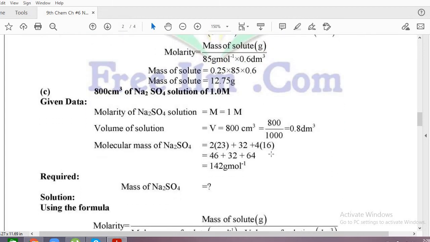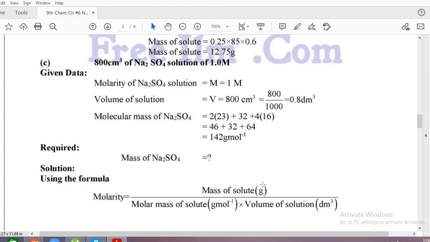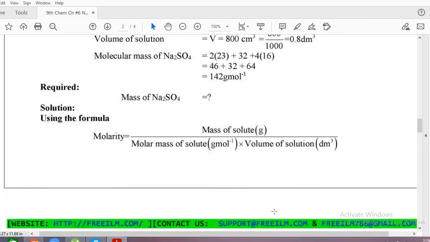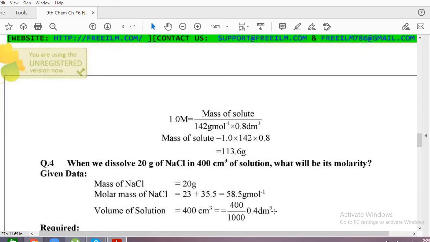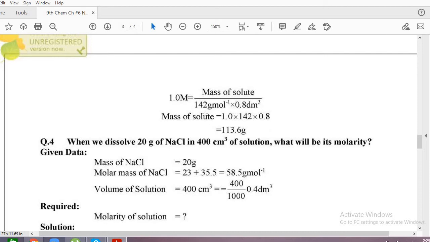So similarly we are going to do the third part. Molarity is equal to mass of solute over molar mass of solute into volume of solution in dm cube. The steps are first to convert the volume from cm cube to dm cube, then to calculate the MR. There are 2 atoms of sodium, so multiply 23 with 2. And then 32 is the atomic mass of sulfur. And oxygen is 16 multiplied by 4. So solving this part, we get 142, and the answer comes out to be 113.6 grams. So this is how the 3 parts are very similar.